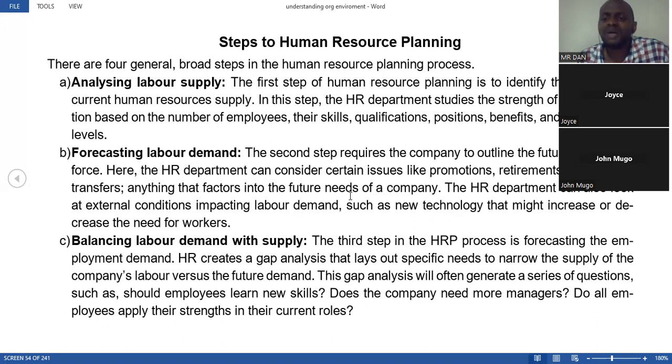Or some employees are going to retire? Or some employees are going to be laid off or transferred to other locations. So those are some of the things that you need to understand when you are forecasting for demand in the marketplace or for human capital. So the human resource department can also look at the external conditions that are impacting demand. And here we are also looking at issues like technology. How will technology affect human capital?